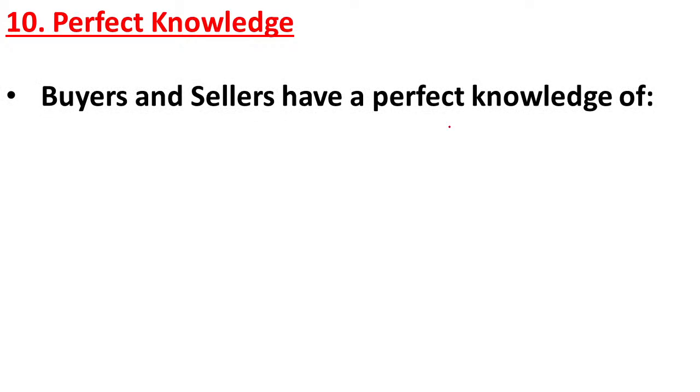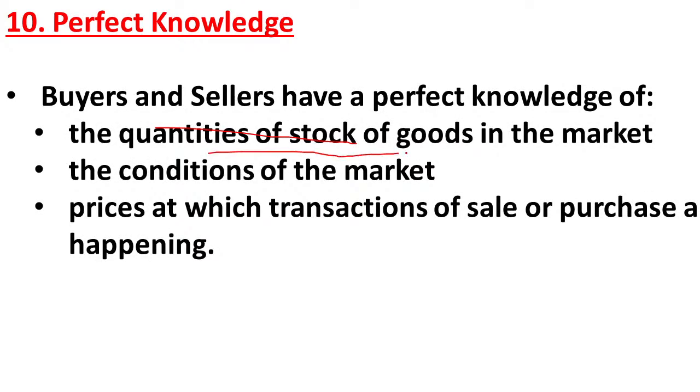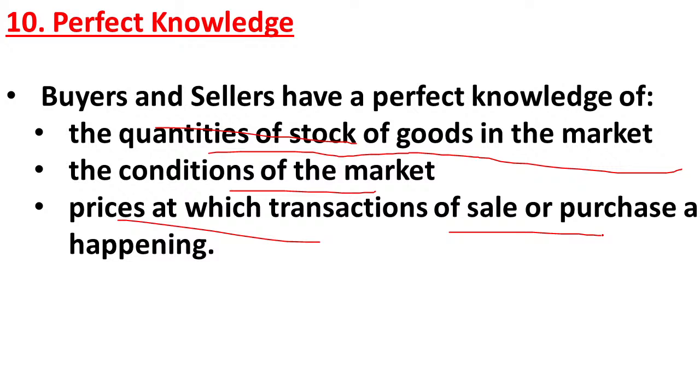Then the next feature of perfect competition is perfect knowledge. Here buyers and sellers have perfect knowledge of the quantities of stock of goods in the market, the condition of the market, and the prices at which transactions of sale or purchase are happening. Buyers also have perfect knowledge about the price of the good, quality of the good, and quantity of the good. In the same way, sellers also have perfect knowledge about the buyers.